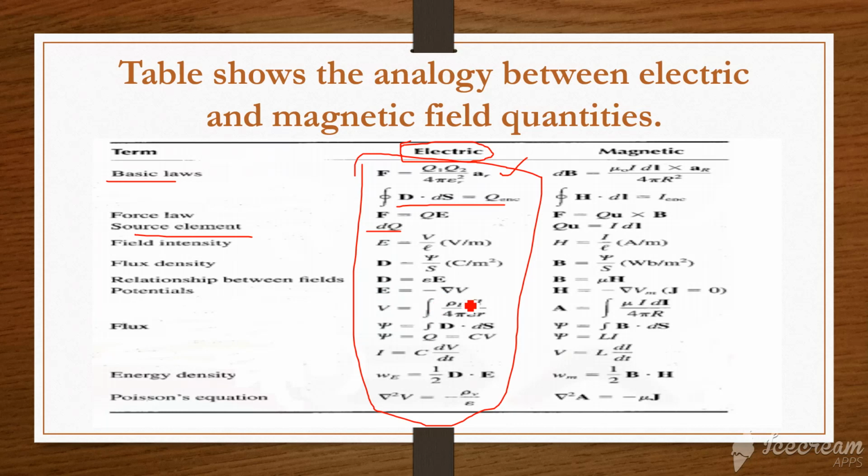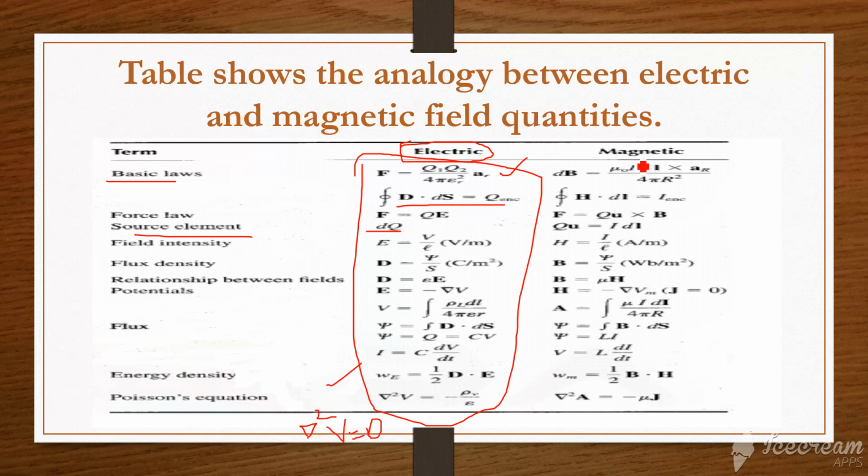The relationship with potential is E is equal to minus del V, and V is equal to the integral of rho L dl divided by 4 pi epsilon r. Flux is the integral of D dot dS, and flux is Q is equal to C into V, and current I is equal to C dV by dt. The energy stored in the electric field is 1 by 2 DE. The last one is the Poisson equation, del squared V is equal to minus rho V by epsilon, from which we get the Laplace equation, del squared V is equal to 0. All this we discussed earlier.